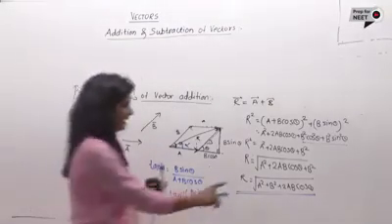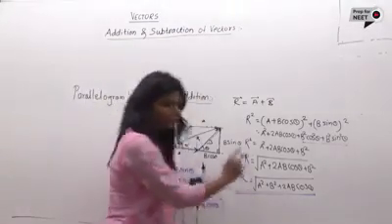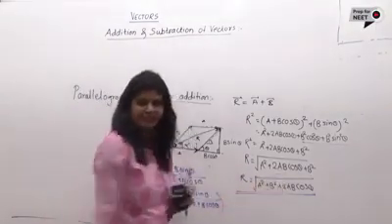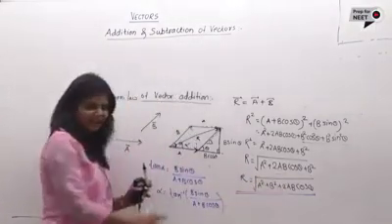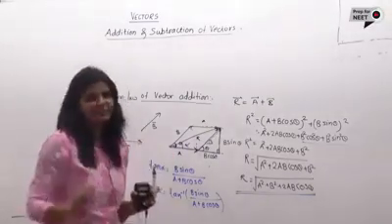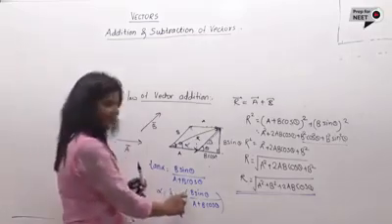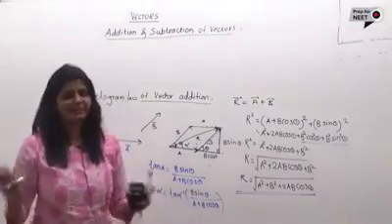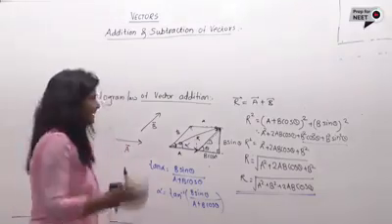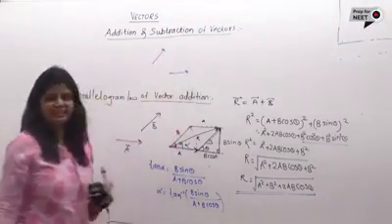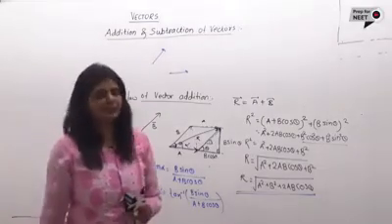Once again, the magnitude of the resultant of two vectors is under root A square plus B square plus twice AB cos theta, whereas alpha is the angle made by that resultant with the horizontal. How much is it? Tan inverse of B sin theta divided by A plus B cos theta. Right? Let's say now you are given two vectors, this is one vector and this is the second vector, and the angle between them is known.